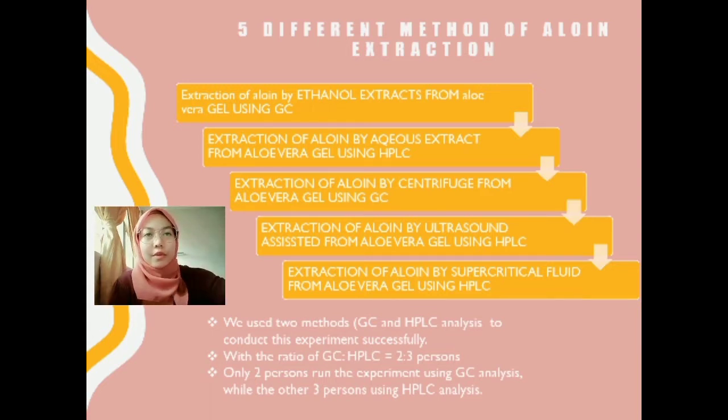We have chosen 3 different techniques to prepare sample extract from aloe vera gel, and we have used HPLC analysis to run the experiment. It consists of 3 extraction methods: extraction of aloin by aqueous extract, extraction of aloin by ultrasound, and the last one is extraction of aloin by supercritical fluid. All of these extractions are made in order to produce soothing cream based on the aloe vera gel.